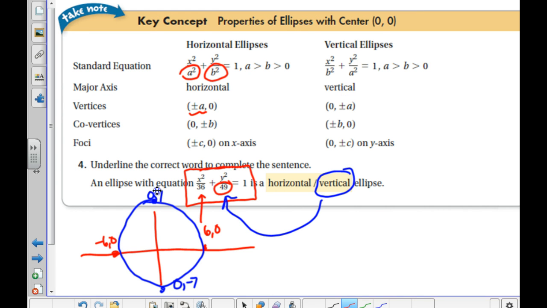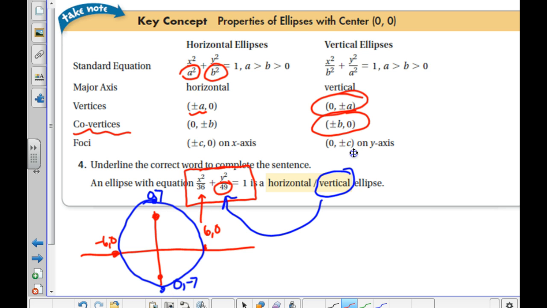The further numbers away are the major axis, and at the ends of the major axis are called the vertices here. This particular book that I took this out of calls the ends of the minor axis the co-vertices. Our book just calls all 4 of them vertices, okay? So it doesn't matter. The foci are on the major axis, okay?